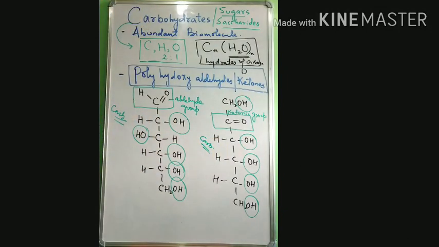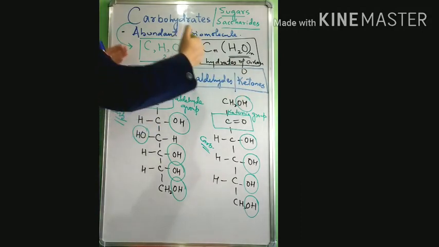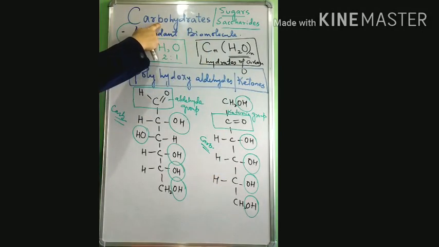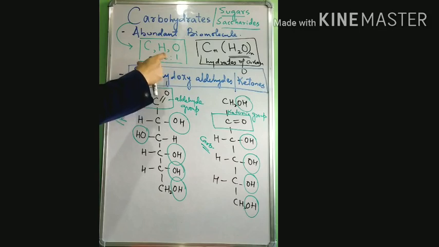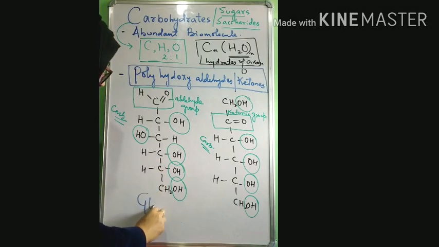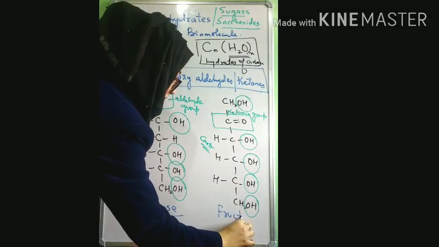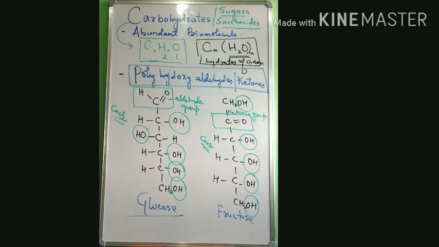So technically, molecules which have many hydroxyl groups and which have an aldehydic functional group or a ketonic functional group are actually your carbohydrates. And do you know this molecule? You know both of these molecules. You might be knowing about them. This is actually your glucose molecule, and this is your fructose molecule.